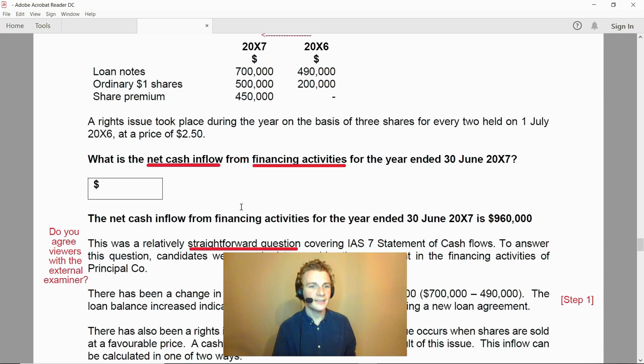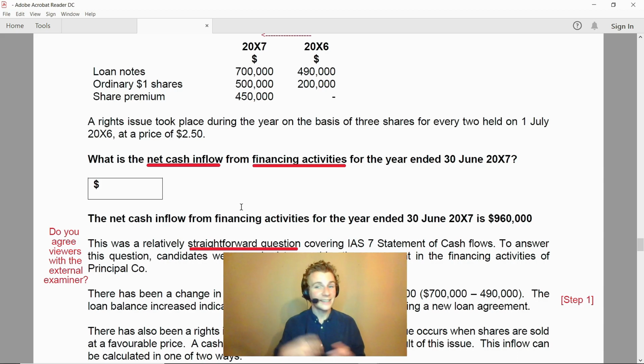So what have we got? It's asking what is the net cash inflow from financing activity. So this relates to that particular section of the cash flow statement. If you want to get that down as a little note, it's for the year end, the 30th of June 2007. In other words, at 2007, has the cash flow been going up or going down? We've got to work it out. And we've got another note to say a rights issue took place during the year on the basis of 3 shares for every 2 held on the 1st of July 2006, so at the start of the year, at a price of $2.50.